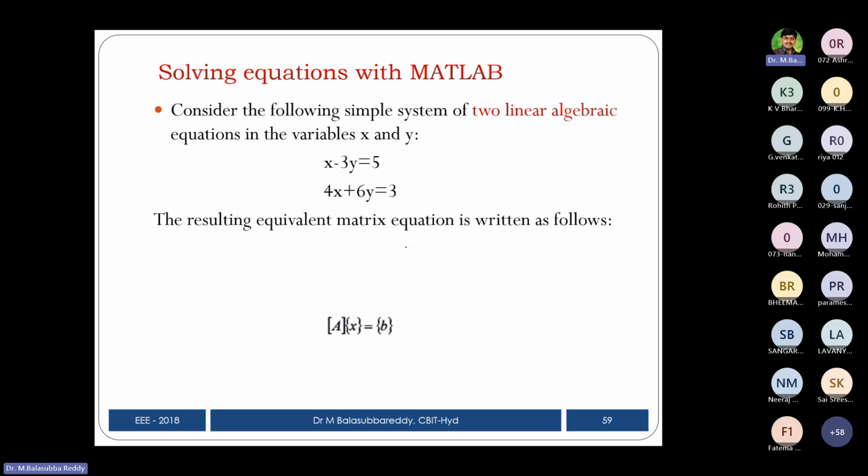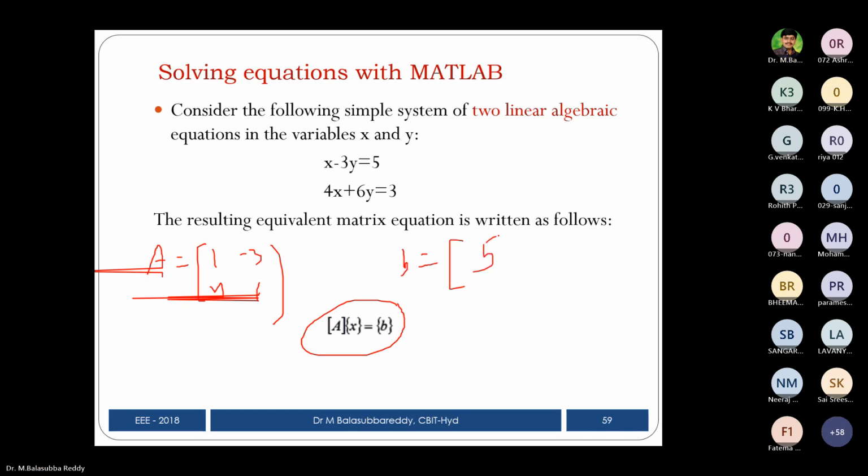And solving linear algebraic equations. So x minus 3y is equal to 5 and 4x plus 6y is equal to 3. I want to find what the x value and y value are. To solve that, this is the equation we have to follow: Ax is equal to b. First, you have to write the A matrix. Now we take the A matrix coefficients only. The x coefficients are 1 and 4, the y coefficients are minus 3 and 6. This is the A, and x is x and y, and the B matrix is the constants, that is 5 and 3.